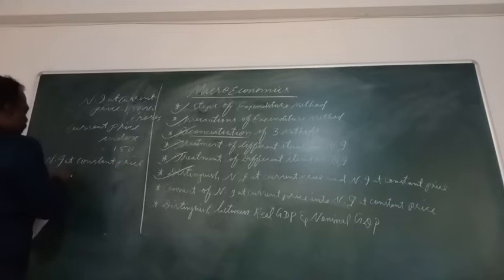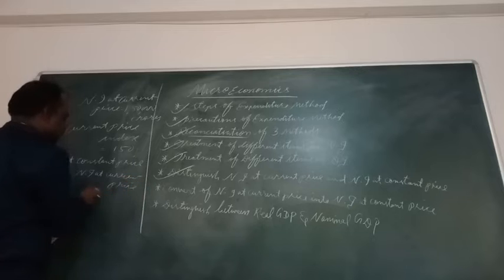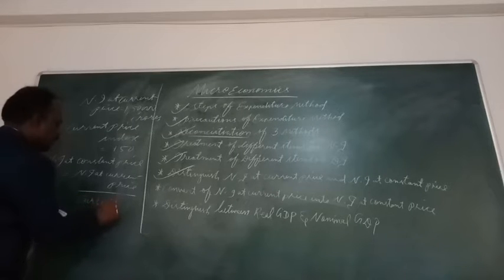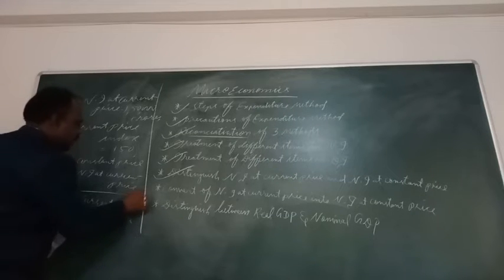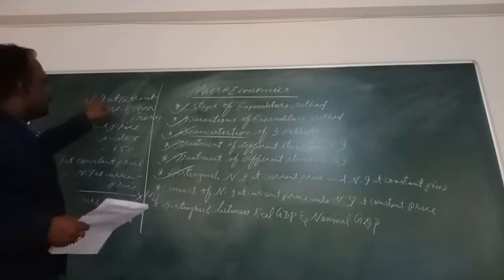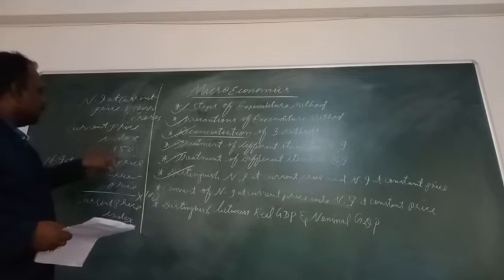So what is the formula? Where the national income at constant price is asked, the formula is national income at current price upon current price index multiplied by 100. So now we look here: our national income at current price is 1,50,000 crores. Current price index is 150.